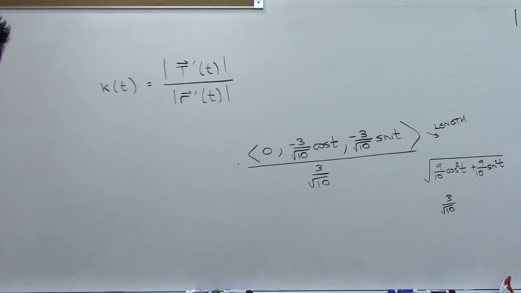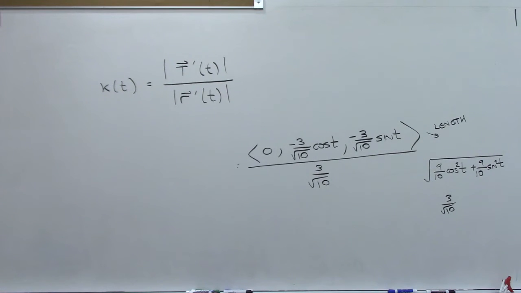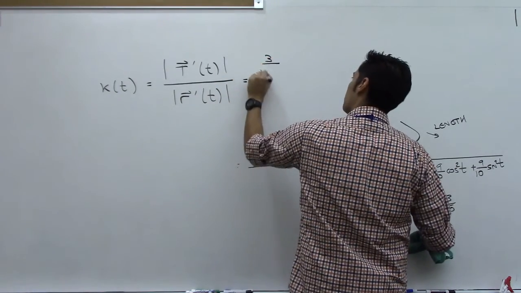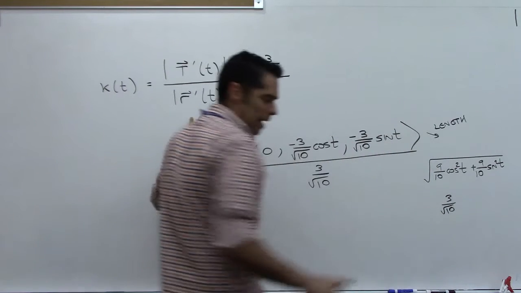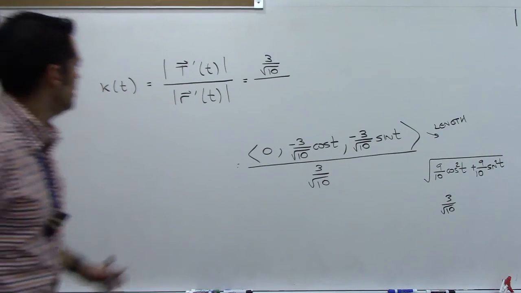And we just found those. All right. So we just did both of those. The top one, the magnitude of this was that right there, 3 over root 10. And then if you go back and look further back, the magnitude of the derivative, we had, where the heck is it? It was just root 10. This was root 10.